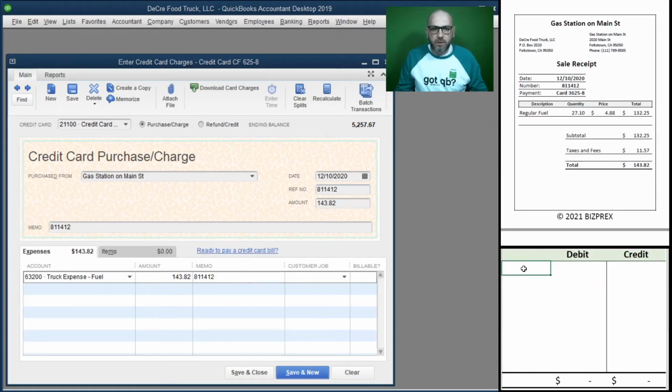Okay, so what's going on behind the scene, right? We know one thing for sure, expenses are going up. Expenses go up when debited. What else is happening? Well, we're buying it with our credit card, right? So our debt with the credit card company is going up, and debt/liabilities go up when credited. So here we are, expenses go up when debited. And again, just to clarify, and I know you know by now, this amount right here is a debit for account 63,200, right? And this amount right here is a credit for account 21,100, right? Okay, good to go. Save and close.